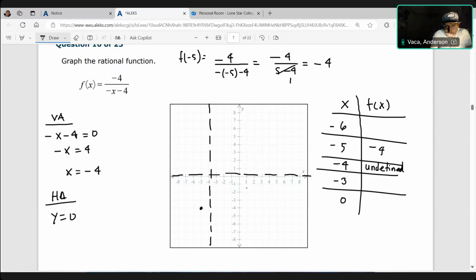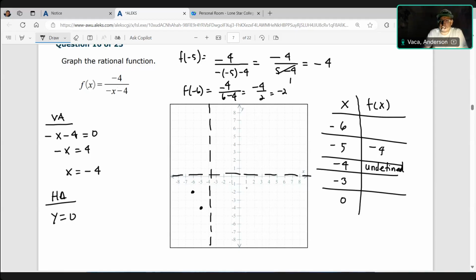Okay, somewhere here. What happens at negative 6? F of negative 6. That will be 4. Oh, sorry, negative 4. Negative and a negative makes positive, so 6 minus 4, which is negative 4 over 2, which is negative 2. Okay, so I'm plotting this point here. I'm going to give the computer 2 additional points.